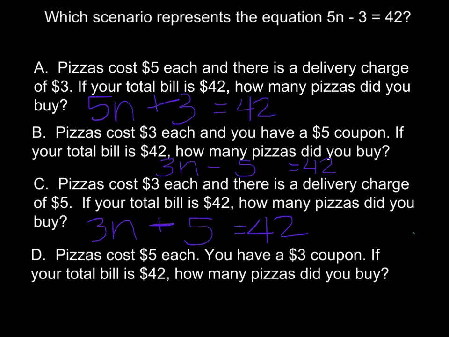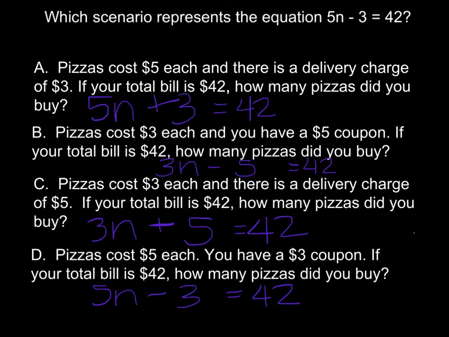D says pizza cost $5 each. You have a $3 coupon. If your total bill is $42, how many pizzas did you buy? Once again, our total is $42. Our pizzas are $5 each, but we don't know how many we've bought, so 5 times the number of pizzas, and then you have a $3 coupon. Remember from example B that a coupon saves you money, so we're going to subtract 3.